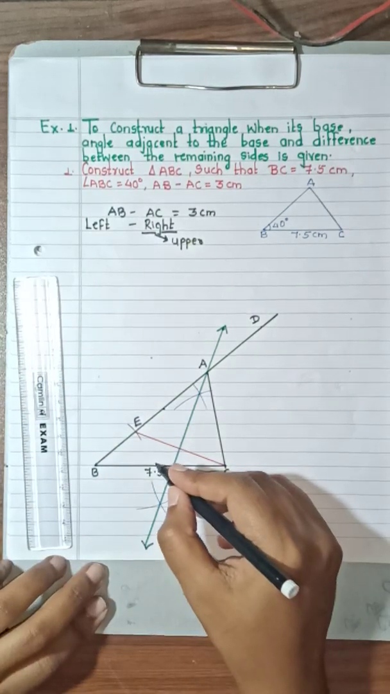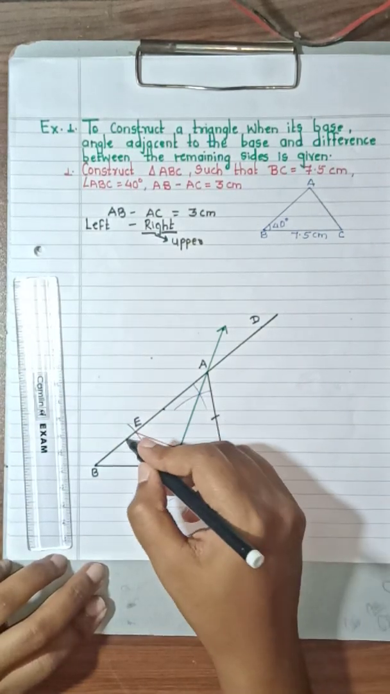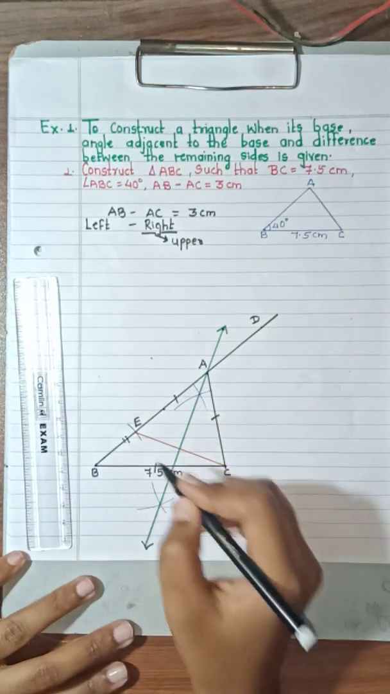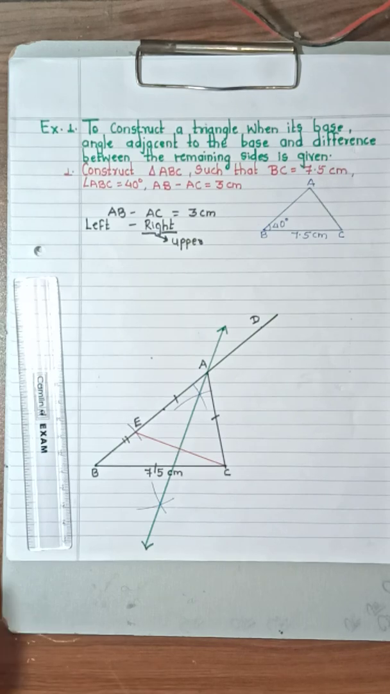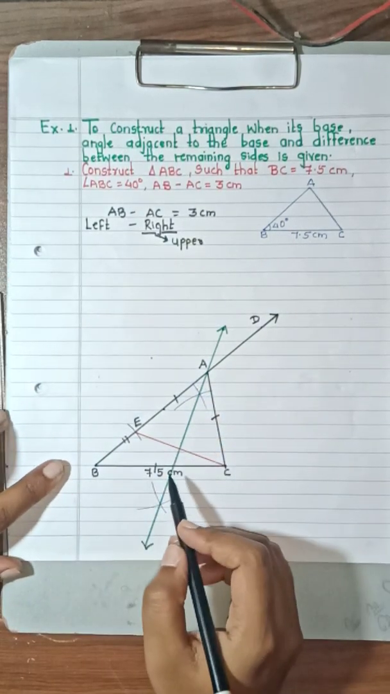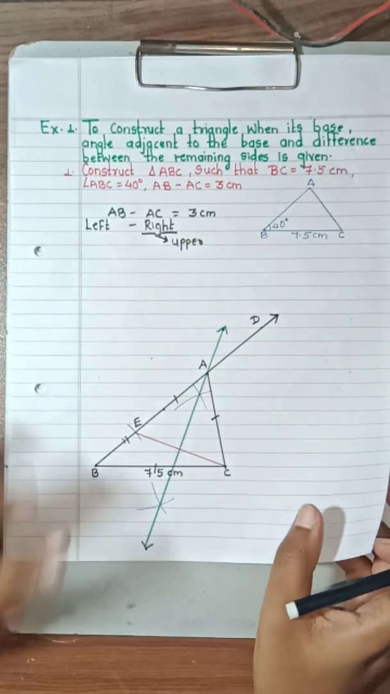Now this side will be equal to this side, and this side will be equal to this side. In this way you had to construct triangle ABC. Okay, now let us move on towards the next question.